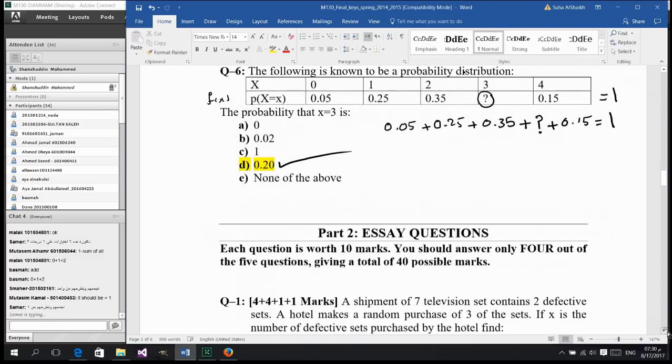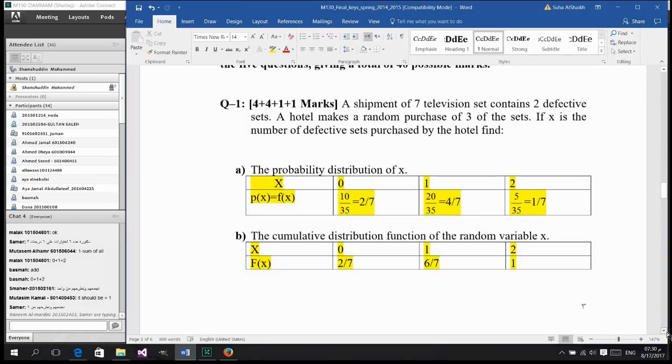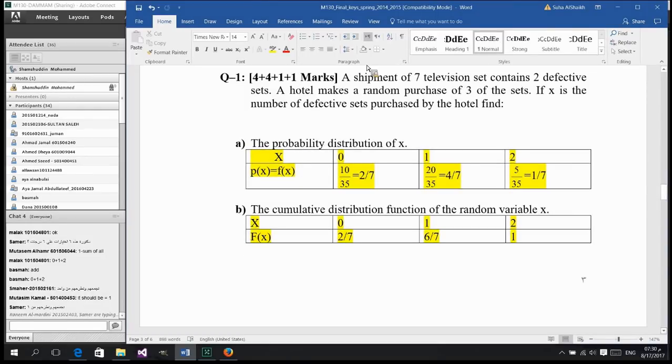Okay, this is a multiple choice question. In the essay part now, shipment, pay attention to the question.